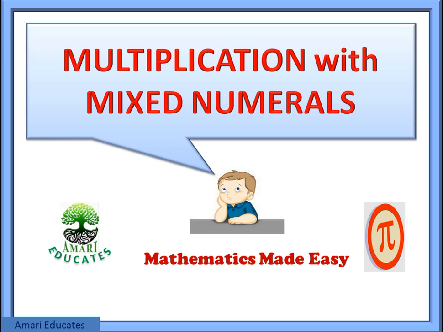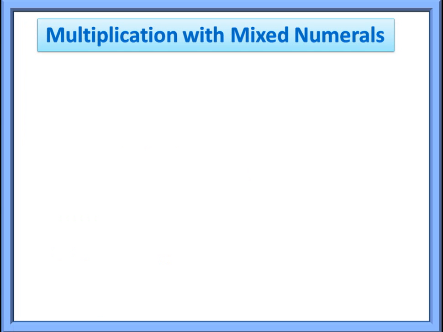Let's get started with our first example. We're going to multiply 3 and 1/2 times 5/8. The dot indicates a multiplication. Take a look at this closely. We have to change this to an improper fraction first.